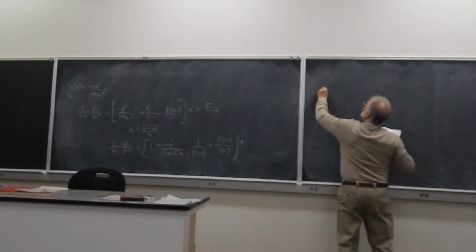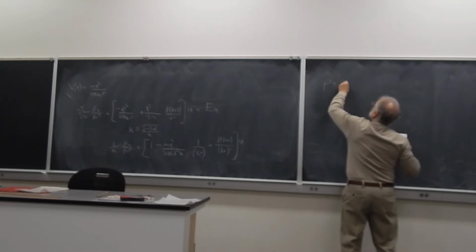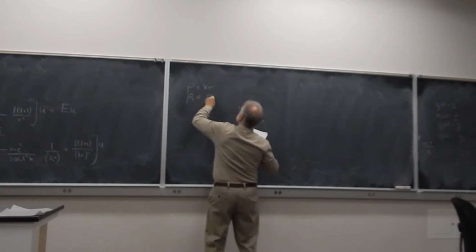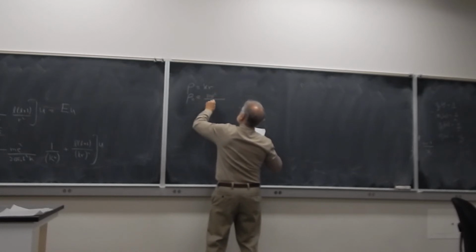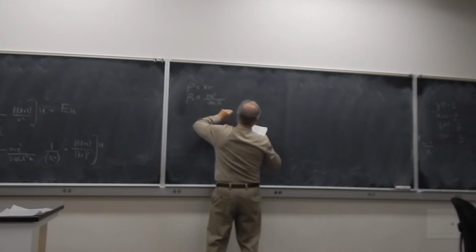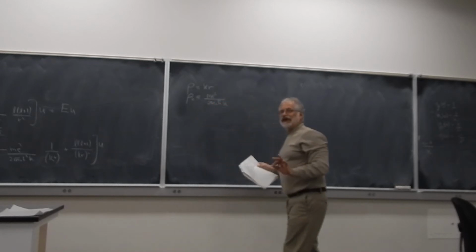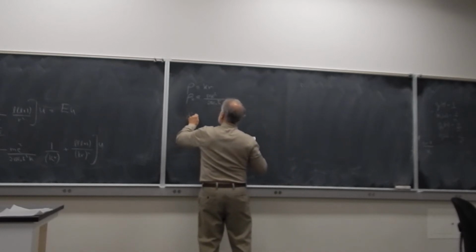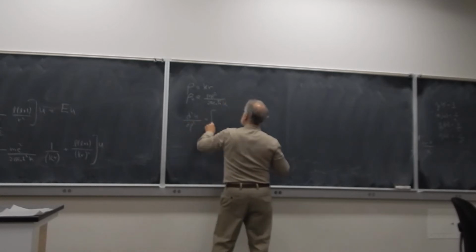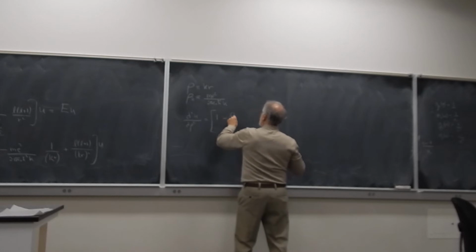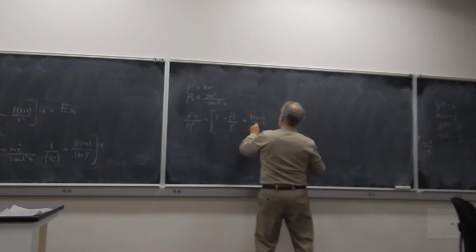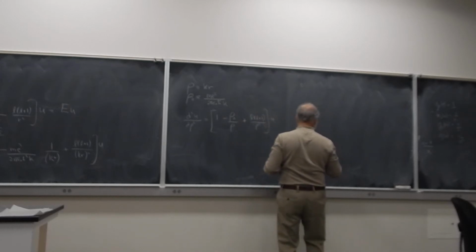Let rho be defined as kappa times r, and let rho naught be defined as me squared divided by 2 pi epsilon naught h bar squared times kappa. Let's make the variables look a little better. Our equation now looks like the second derivative of u with respect to rho is equal to 1 minus rho naught over rho plus l times l plus 1 divided by rho squared, times u.